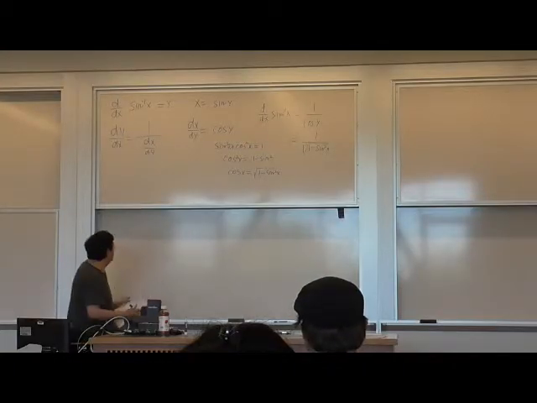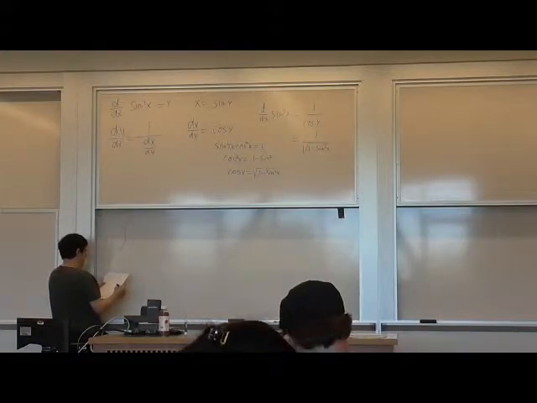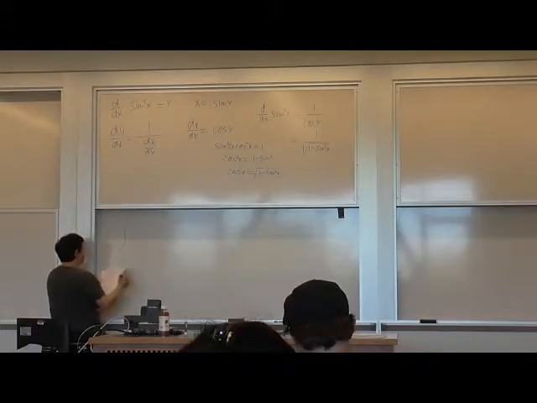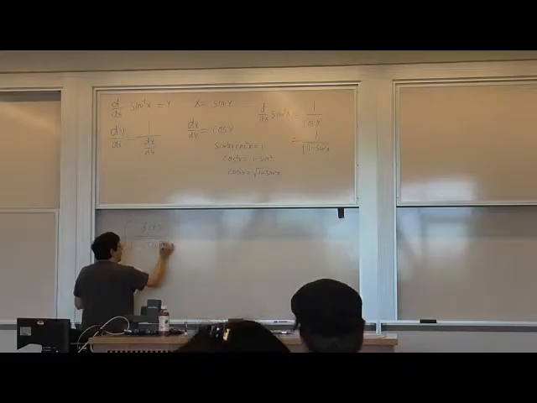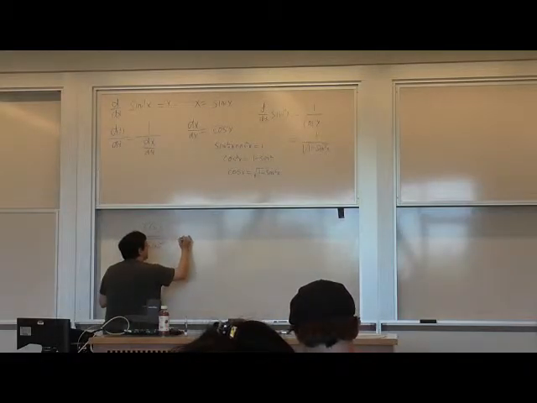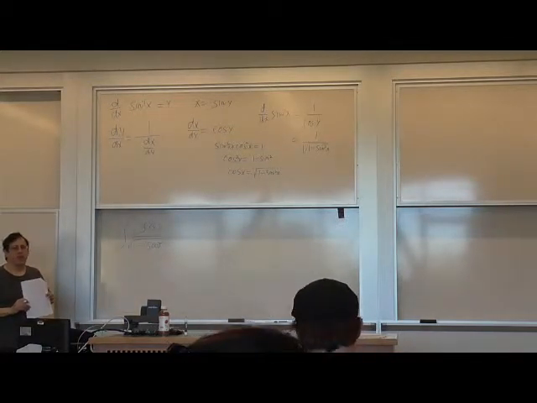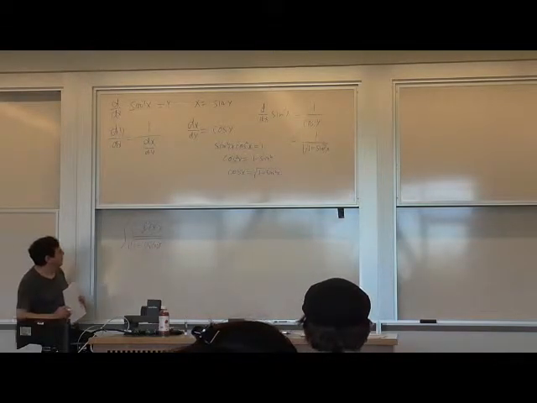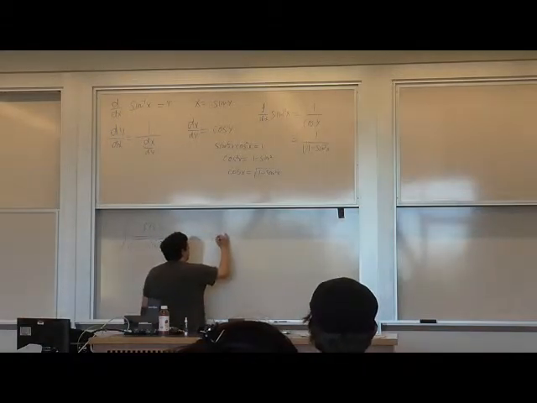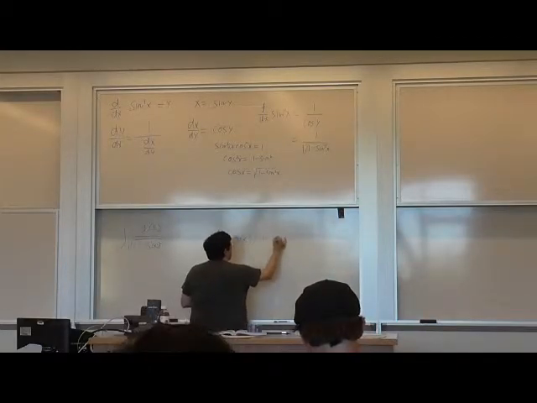Okay, so that tells me what to do if I have something with this pattern, which is f prime of x over the square root of 1 minus f of x squared. You can see how that works. This is just going to be the inverse sine of f of x plus c.